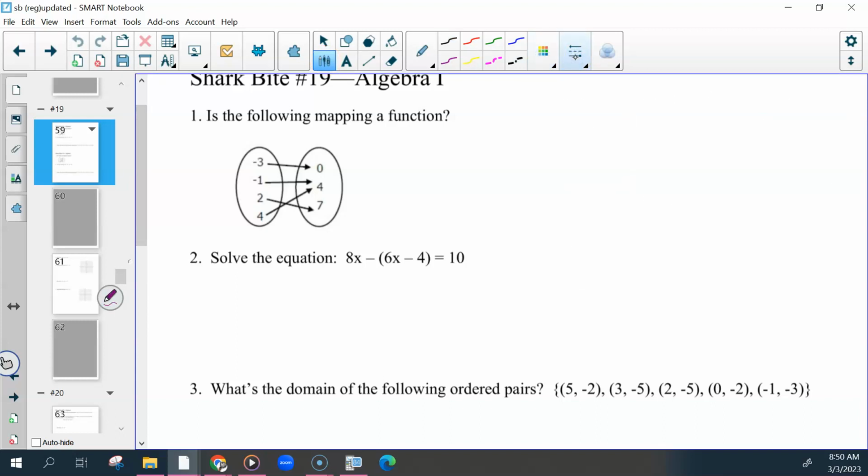Right. For number 1, is the following mapping a function? So remember, if you're repeating x's or if one x goes to multiple y's, it's not a function. So is this a function? Yes. Each x value has only one y value. Now there are multiple y values, but that's okay. So yes. We'll come back to number 2, do that in Desmos here in a second.